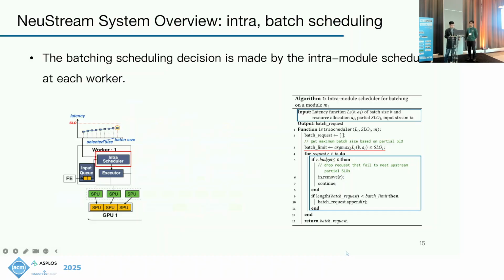These two conditions work together to ensure that after the module completes execution, the requests in the batch still satisfy the partial SLO in this step. This approach achieves higher throughput for a specific module while allowing the GPU to operate at high efficiency.